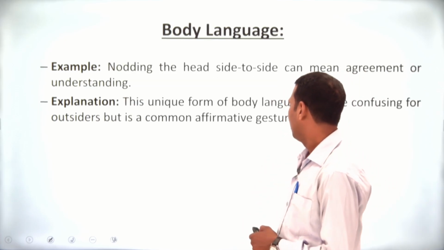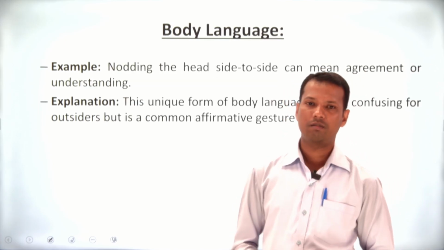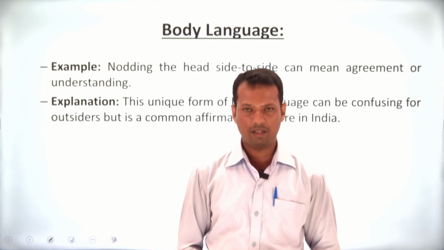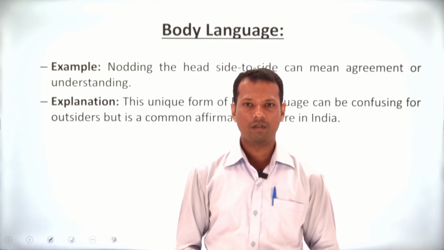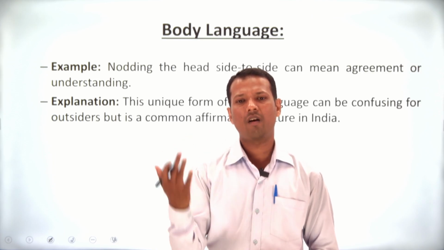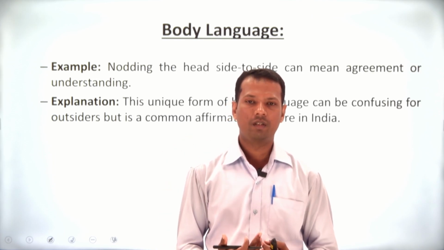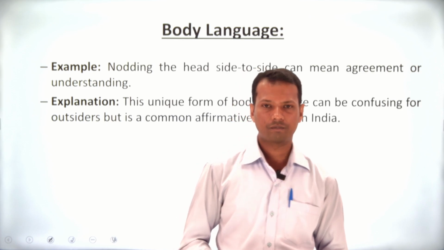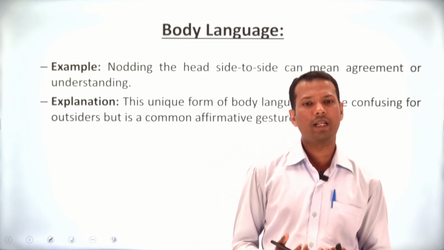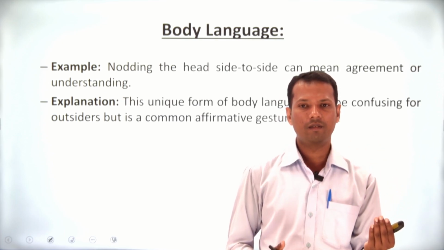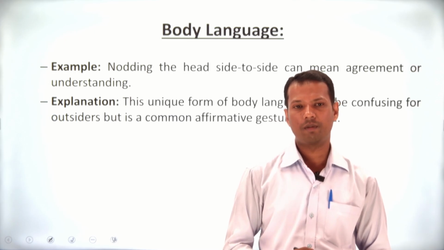Body language. What kind of body language? Sometimes you see nodding your head up and down, nodding your head means agreement. You are agreeing to something. So there are a lot of certain body language which we use during our communication. But these kinds of body language may be very confusing for a person who's coming from abroad.